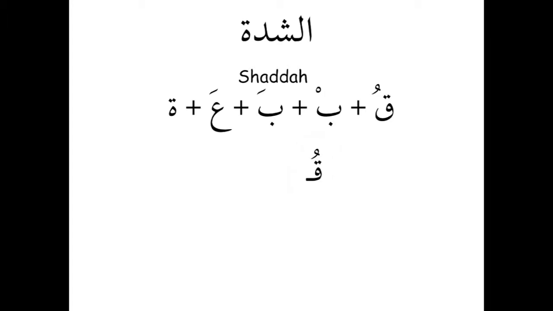First, a qaf with a dhamma, connecting letter, ba with a sukoon, a connecting letter, ba with a fatha, a connecting letter, ayn with a fatha, a connecting letter, and finally ta marbuta. Okay, how would we pronounce it? Qaf with a dhamma is qu, then ba with a sukoon is b, and then another ba with a fatha is ba, and then ayn with a fatha is a, and then a ta marbuta would sound like an H without a vowel, so ha. So that would be qubba'a.